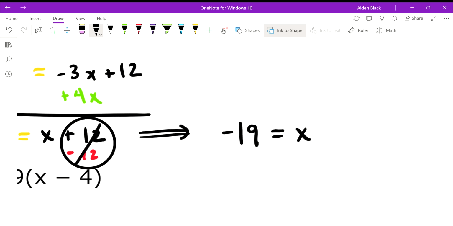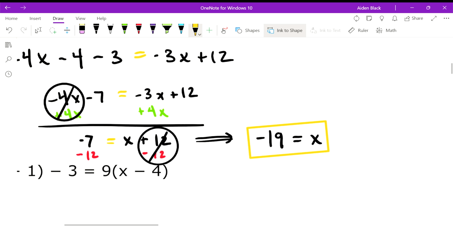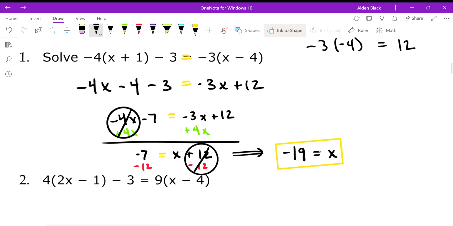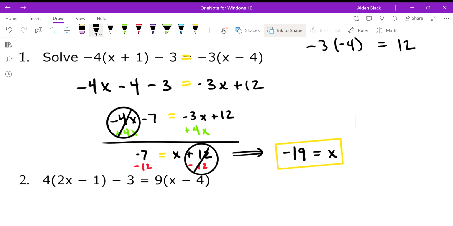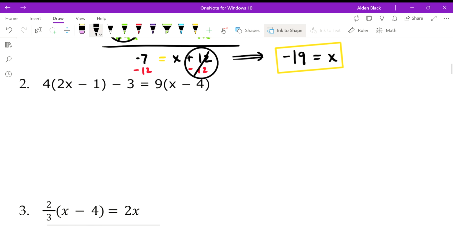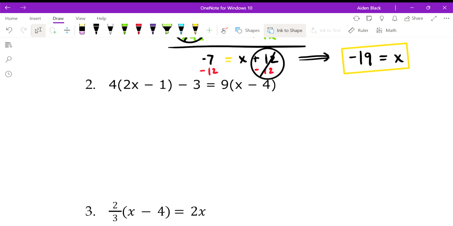Cool. So this is what we end up with. X equals negative 19. If we take this value and we plug it in to the original equation here and here, the statement should be true. Both sides, the left and the right side, should be equal to each other. So that's a good way to check. Plug your value back in if you have time to do so. Same thing is done in this question.